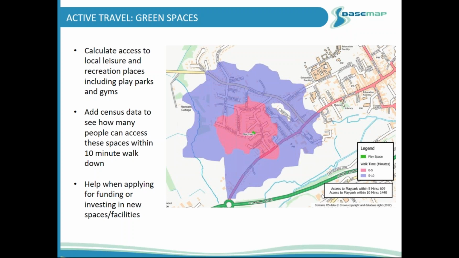You can add census data to work out where there might be gaps. So there might be a specific area that isn't within 10 minutes walk to a park, but a lot of people are living there. So then you can start putting funding towards improving and creating these new safe play areas as well as part of it. So again, this can just give you lots of evidence to apply for funding or to invest in different locations as well as part of this.